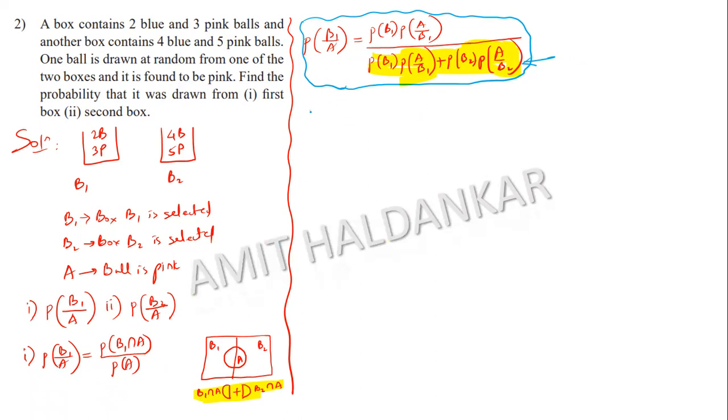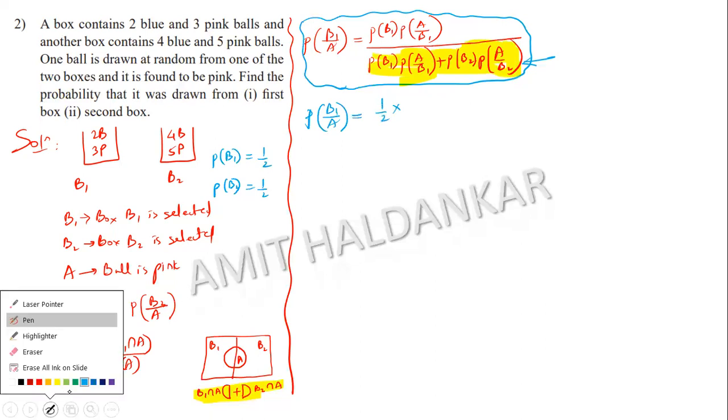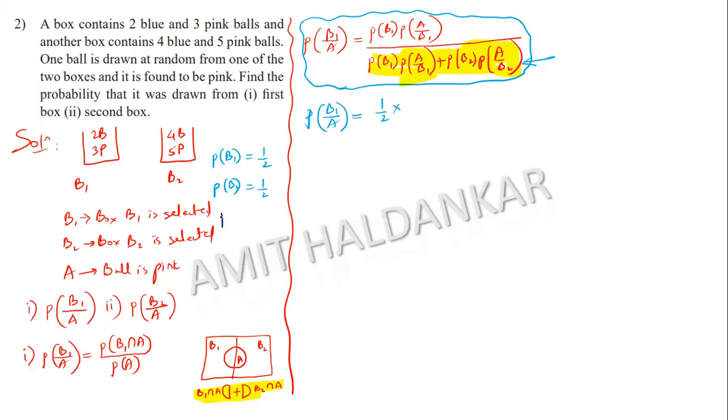So what I am getting is P of B1 upon A is equal to, now I should have the values. Probability of B1: there are two bags, so it will be half, and probability of B2 will also be half. It is that simple. So I want P of B1, that is half, into the probability of A upon B1, that is the probability of getting A from the first bag.